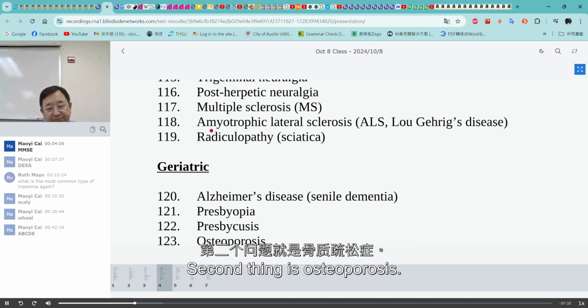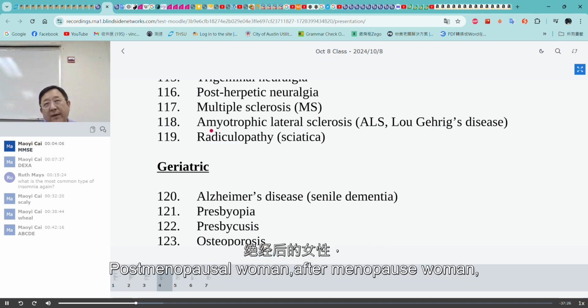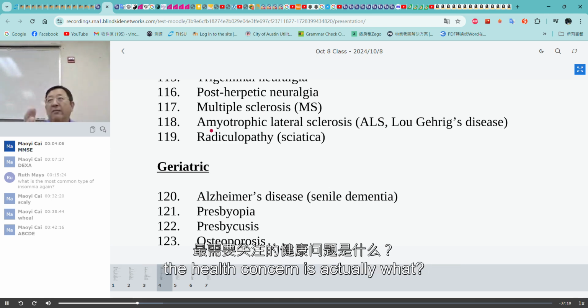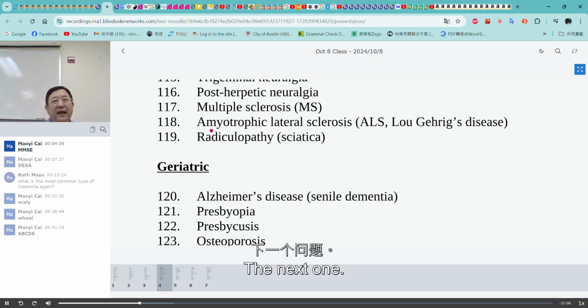Second thing is osteoporosis. Now this is a question they ask. In a post-menopausal woman, after menopause, the most important health hazard, the health concern, is actually what? The answer is osteoporosis, so loss of bone minerals. Okay, then the next one.